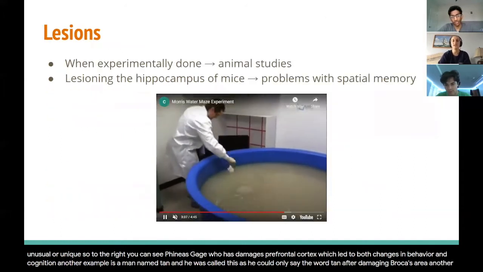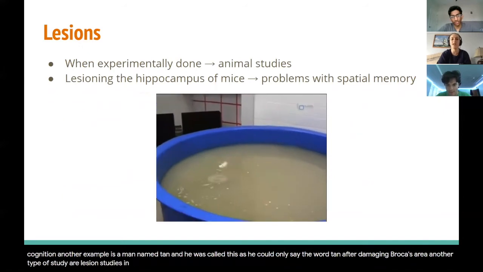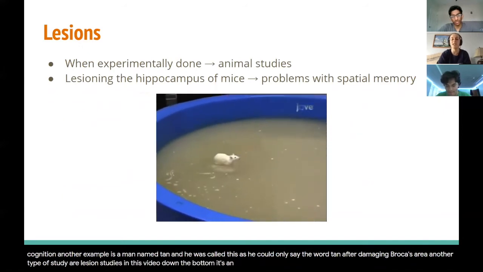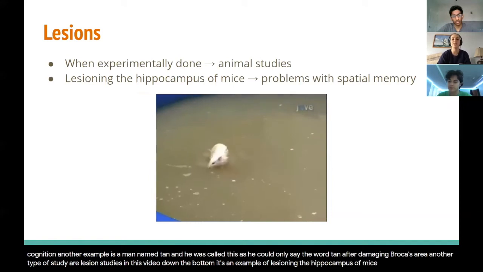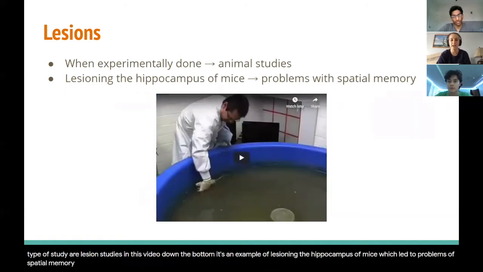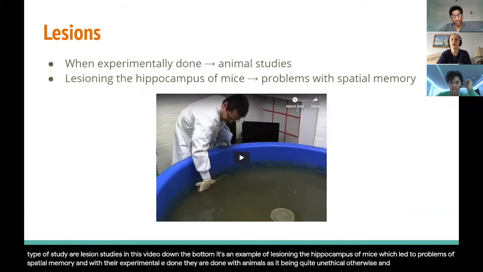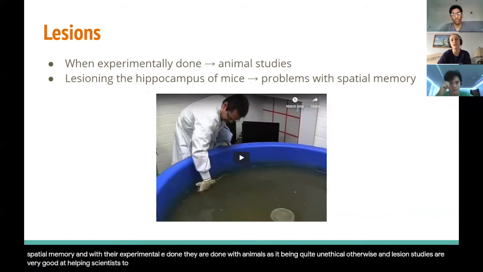Another type of study are lesion studies. In this video down on the bottom, it's an example of lesioning the hippocampus of mice, which led to problems with spatial memory. And when they're experimentally done, they are done with animals, as it would be quite unethical otherwise. And lesion studies are very good at helping scientists determine the functioning of different parts of the brain.